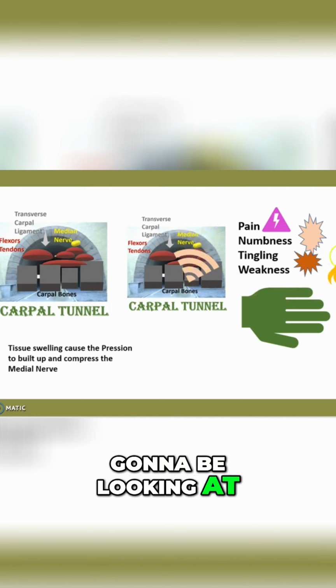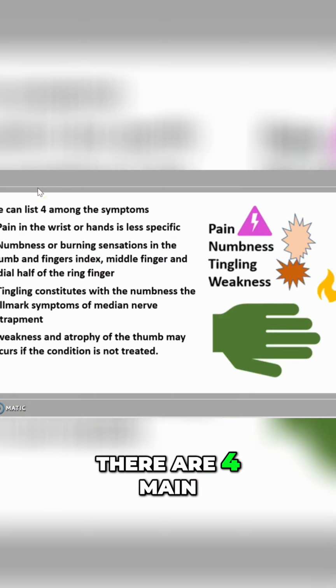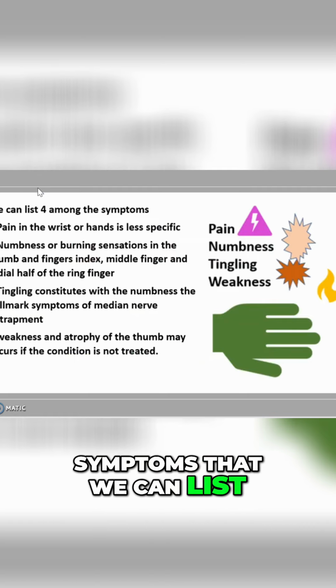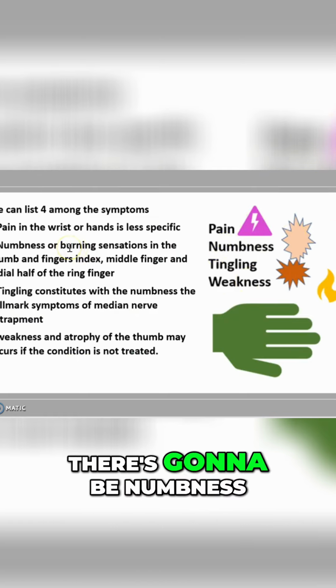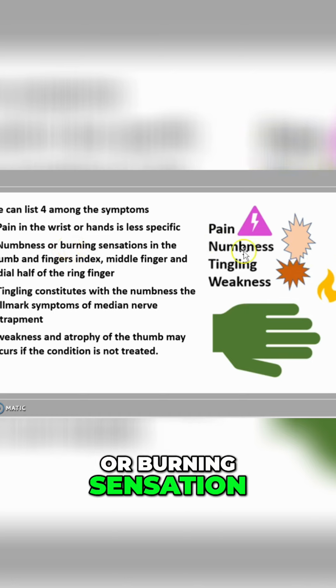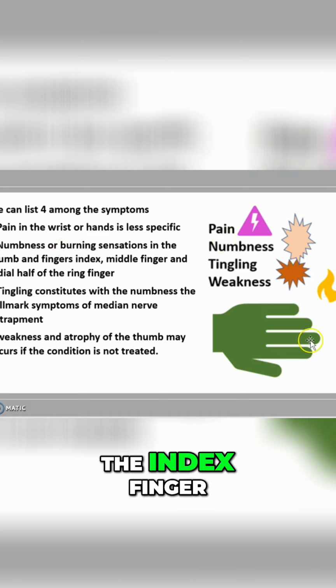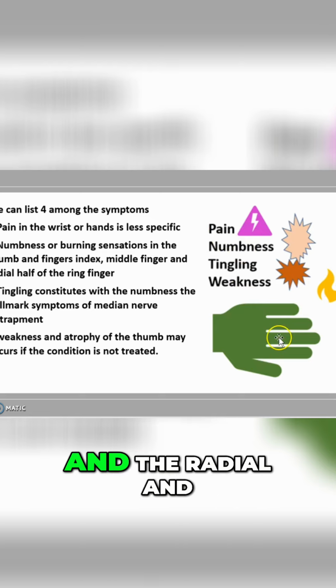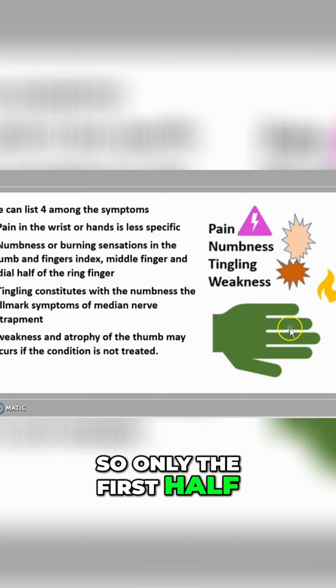We're going to be looking at some of the symptoms, and essentially there are four main symptoms that we can list. They're going to be pain, numbness, tingling, and weakness. It's going to be numbness or a burning sensation, and it's going to be in the thumb, the index finger, the middle finger, and the radial half of the ring finger, so only the first half.